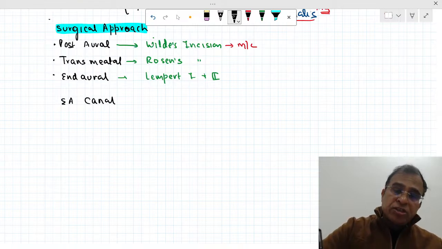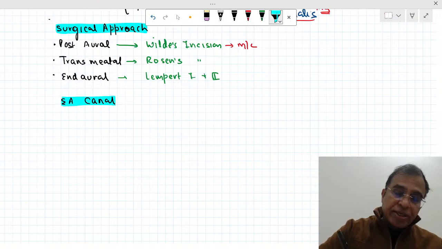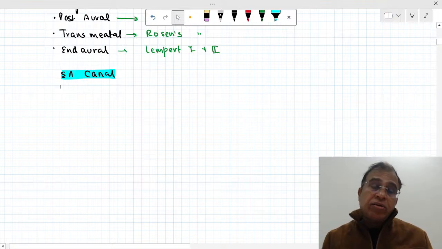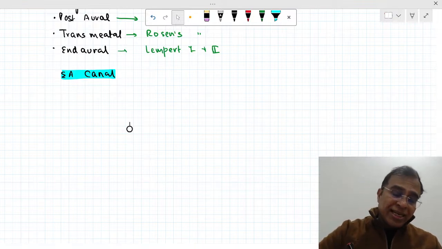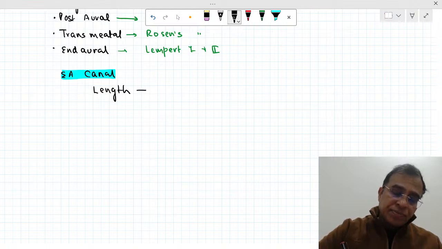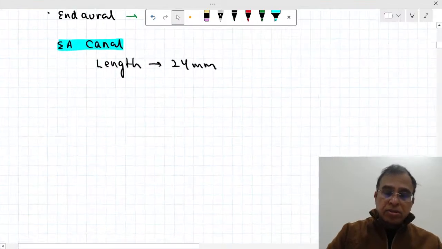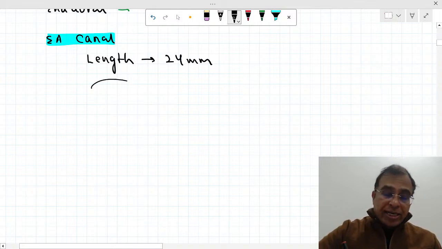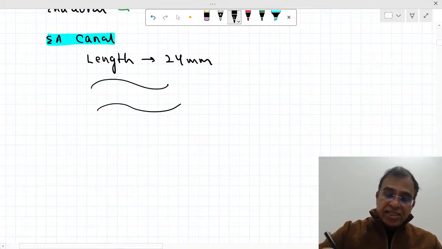Again, we are going to finish it off very fast because, like I said, we are saving time for the middle ear, right? So, in the canal, I will first tell you the regular points and then I'll tell you the more important points. Regular points like the length. The length of the canal is 24 millimeters. It is S-shaped. We all know we draw the canal like a sleeping S.